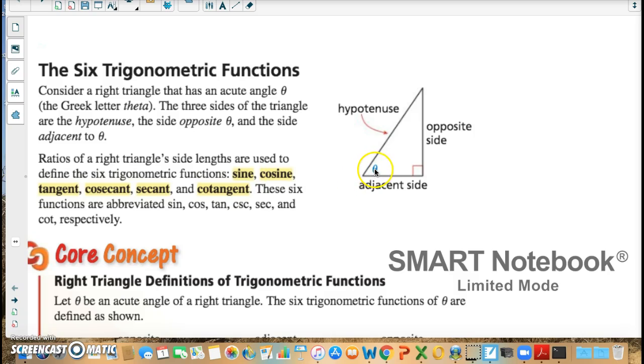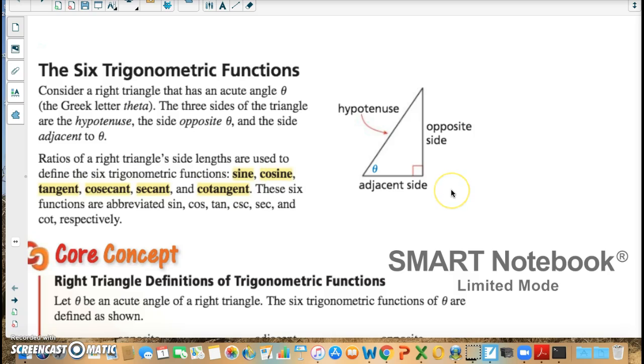Over here, we're going to label one of the acute angles as theta. Theta is a common variable used to represent the measure of an angle. And the sides forming that angle would be the hypotenuse, and then we call this the adjacent side. And then as you can see, if you went right across, that would be the opposite side. Okay? And of course the hypotenuse is always opposite the right angle of the triangle.